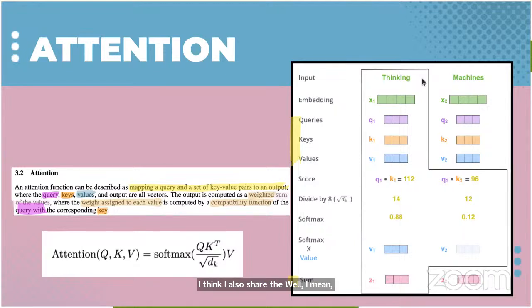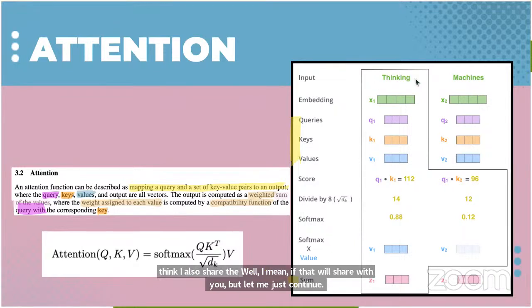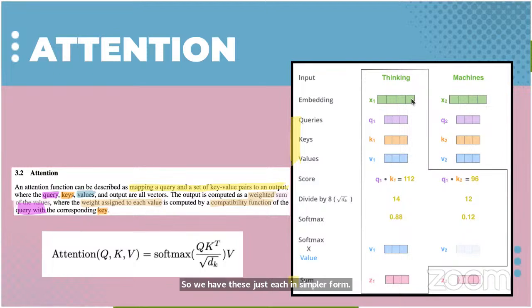So we have this in simpler form. We have the word thinking, we get the embedding of that word, and then we get the query, key, and values from the embedding. We will explain why that is done in future. So the query and the key, we take a dot product and get a value. We divide it by the dimensionality. Right now we get 14. We do softmax, we get 0.8.